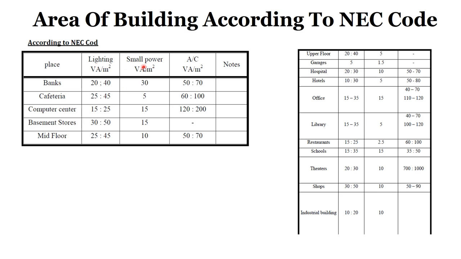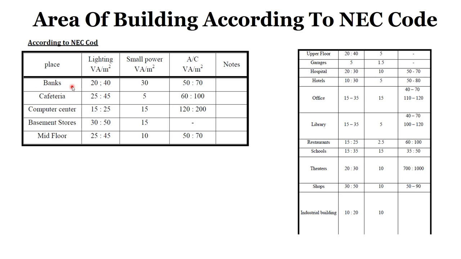For lighting, small power and air conditioning, you will find that the unit is volt ampere per meter square, which is volt ampere, of course the unit of the apparent power, or S. Okay, and meter square is the unit of the area. So here the power required is given in the form of volt ampere, 1 volt ampere for each meter square.